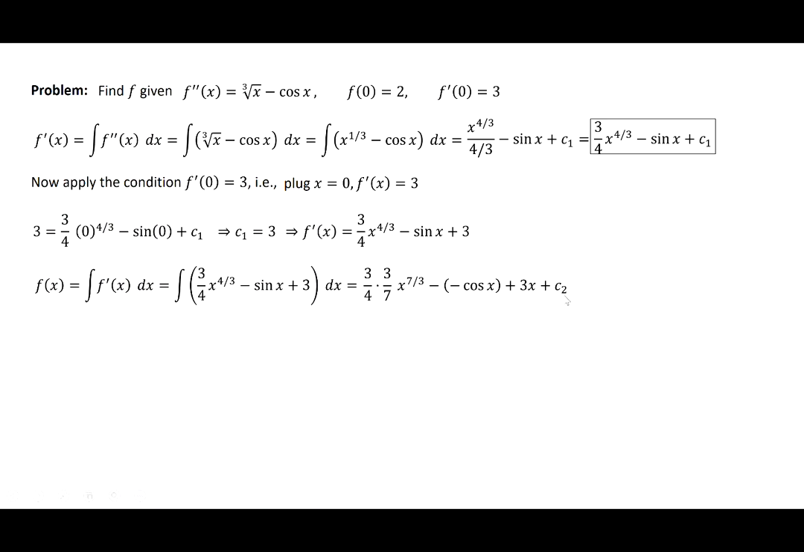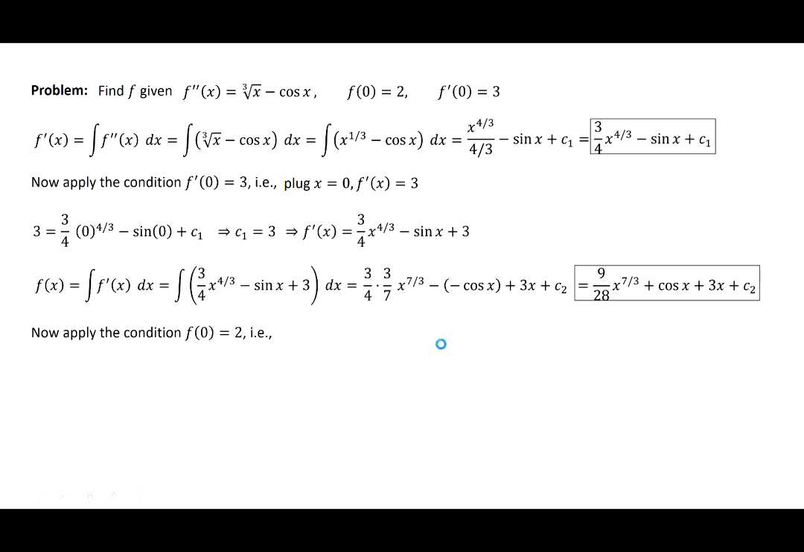absolutely make sure that you add an extra constant c2. And when we simplify this, 3 times 3 is 9, 4 times 7 is 28. X to the 7/3 minus negative cosine x is plus cosine x plus 3x plus c2. Let's plug in the conditions. Now apply the condition, that is plug x equal to 0 and f of x to be 2. We are in business.